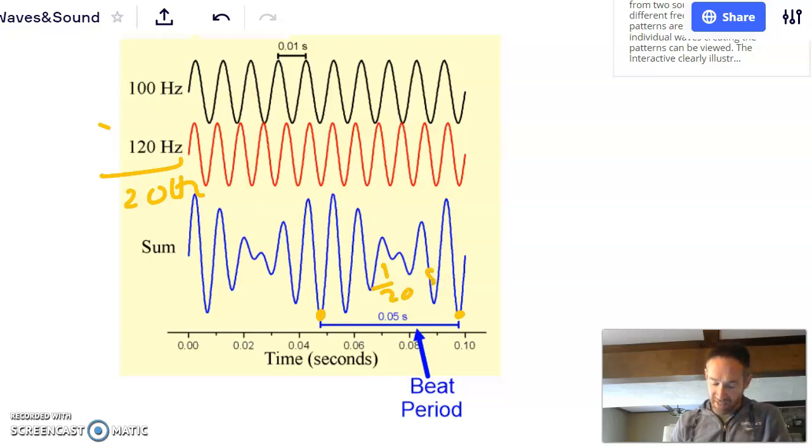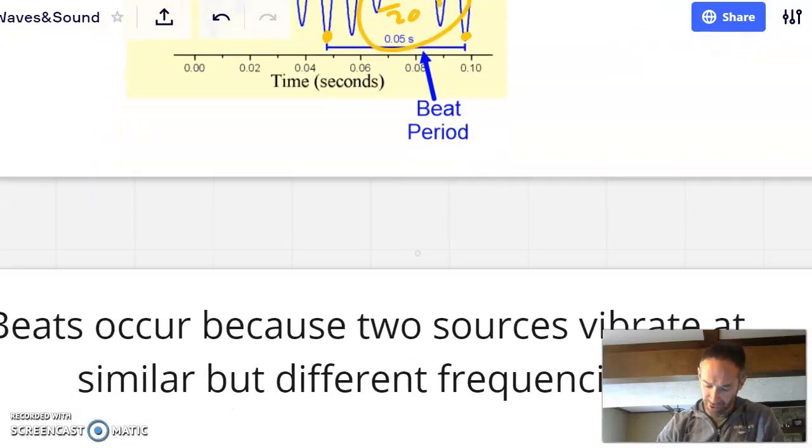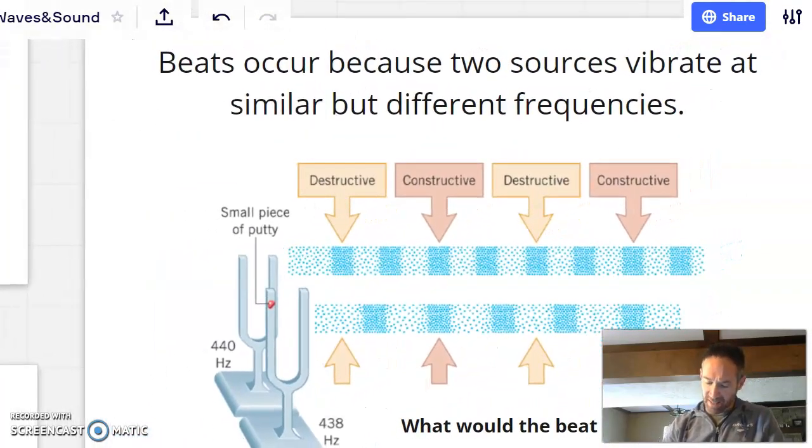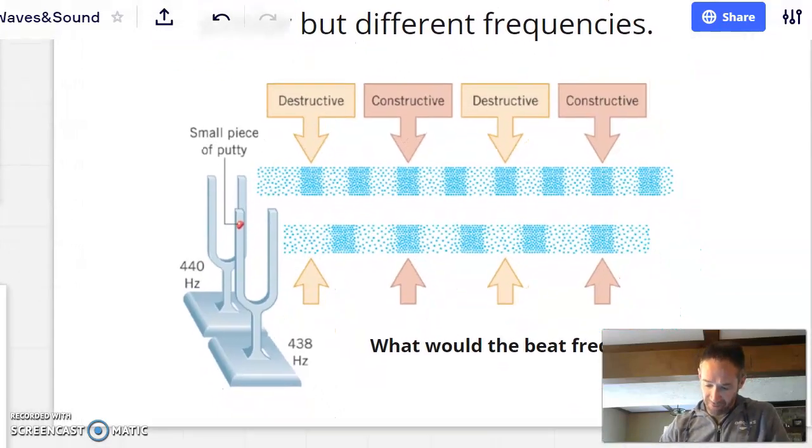And so we can see that the 20 hertz difference in frequency and the 20th of a second seem to relate to each other, and they really do. So because of that, we're going to get them to go constructive and destructive 20 times a second on that last one. And over here, you see something.